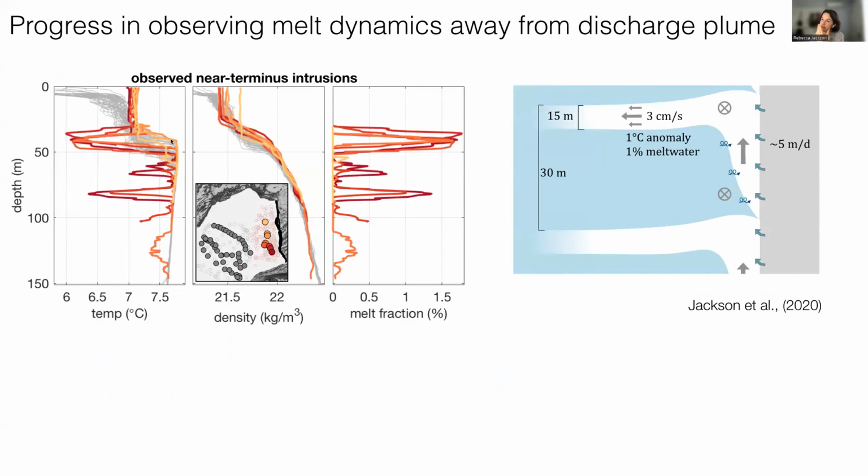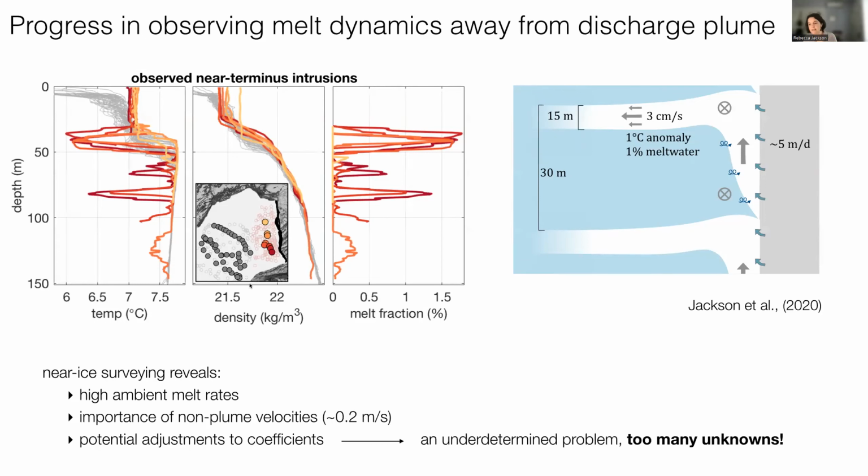So I think some of the progress in getting at these smaller scale processes needs to occur away from the discharge plume, where melt processes are more apparent. This is just one example of some surveying right near LeConte Glacier, showing measurements of intrusions from plumes of ambient melt, so away from the discharge plume, where we're actually able to back out some properties related to the melt dynamics. Some of the upshots here are that the ambient melt rates are high, and that, as I mentioned, the non-plume velocities seem really important.